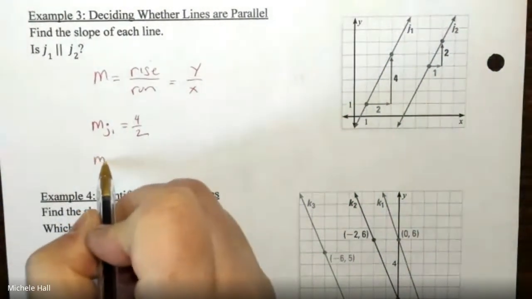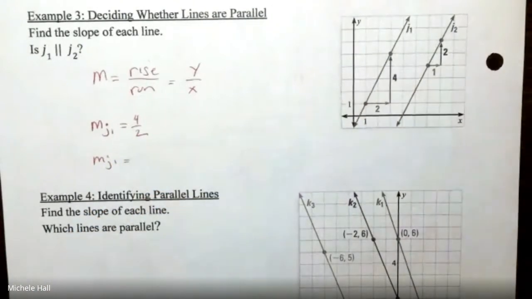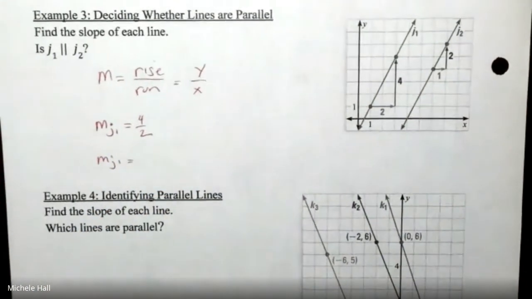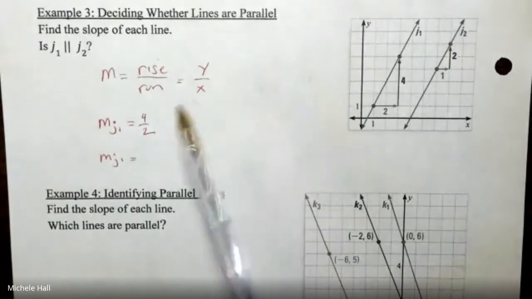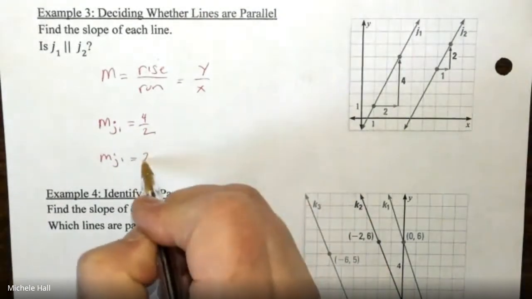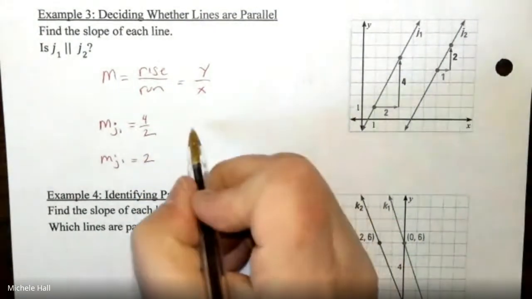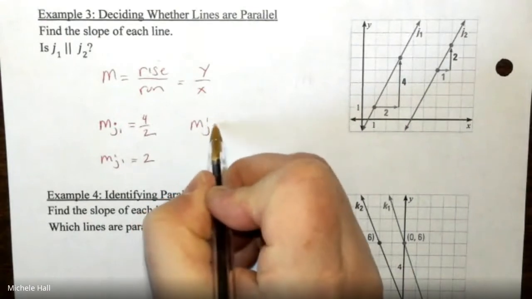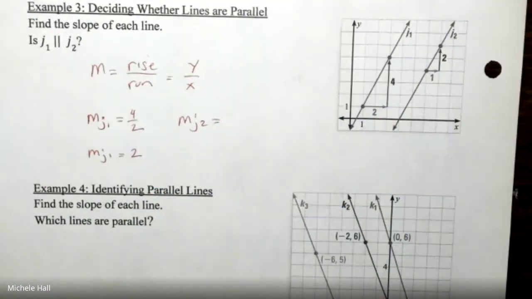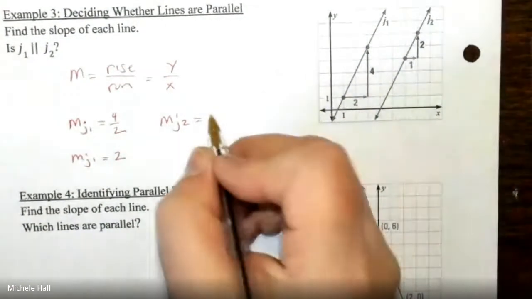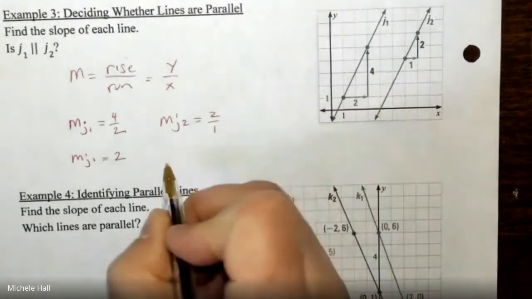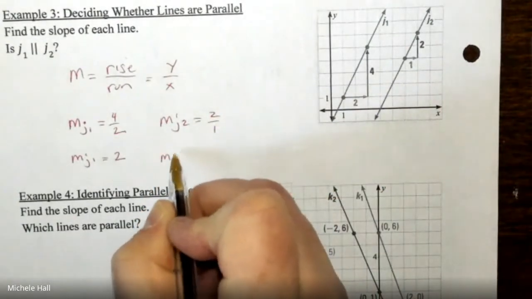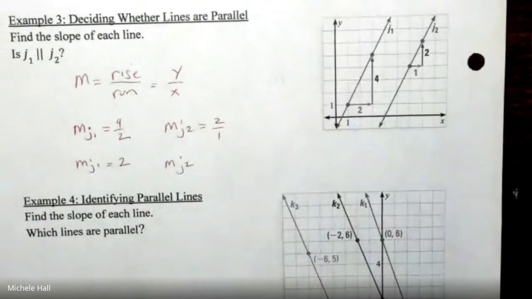So the slope of J1 is what? What's your final answer for that one? That's right. It says 4 divided by 2, which is 2. Now I want you to find the slope of J2. All right. So tell me what your answer is for the second one, though. What'd you get for J2? Very good. 2 over 1. And so my final answer for the slope of J2 is what?